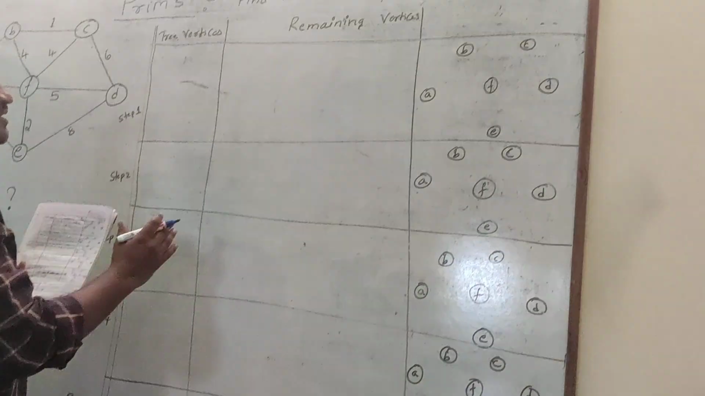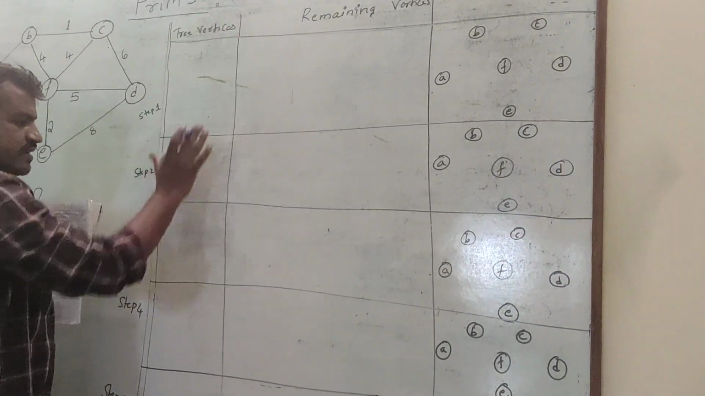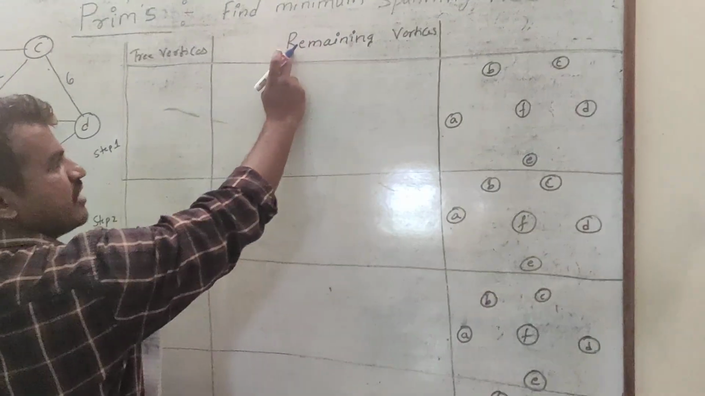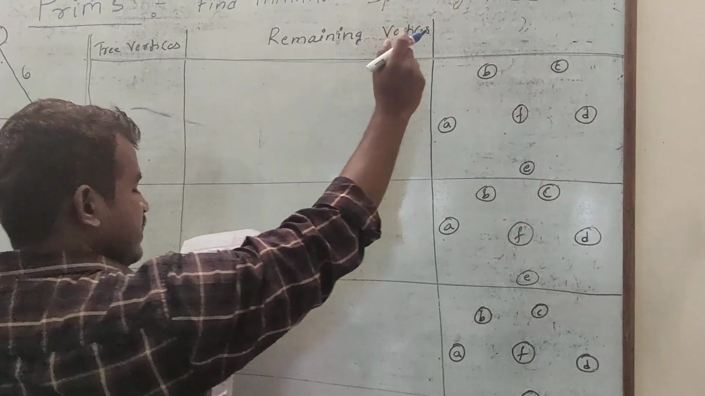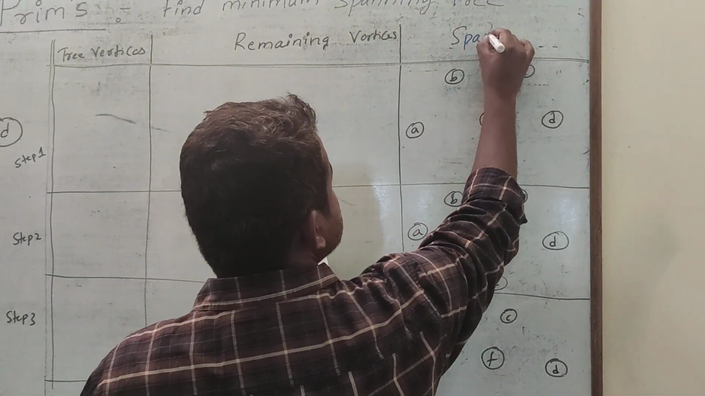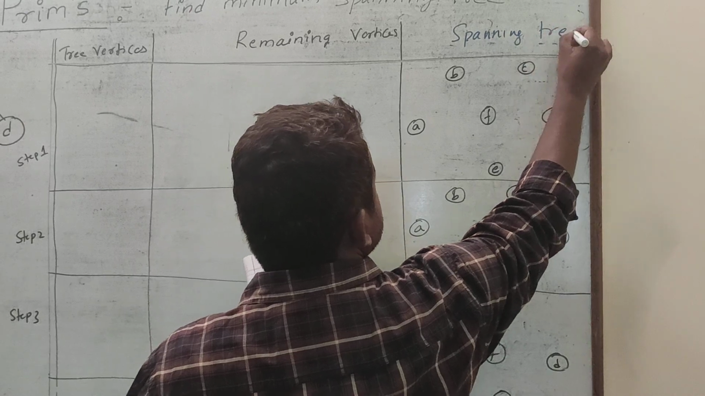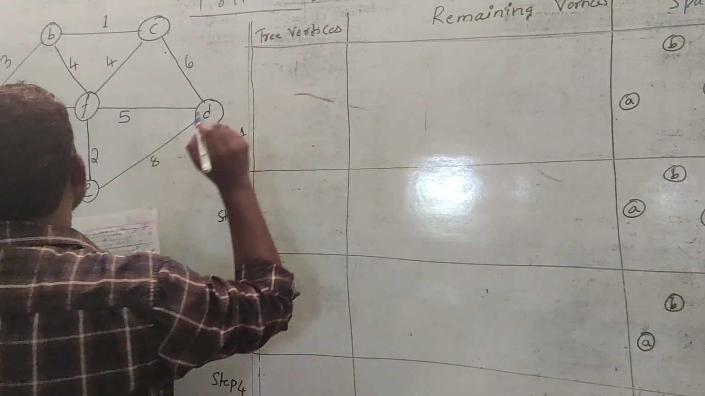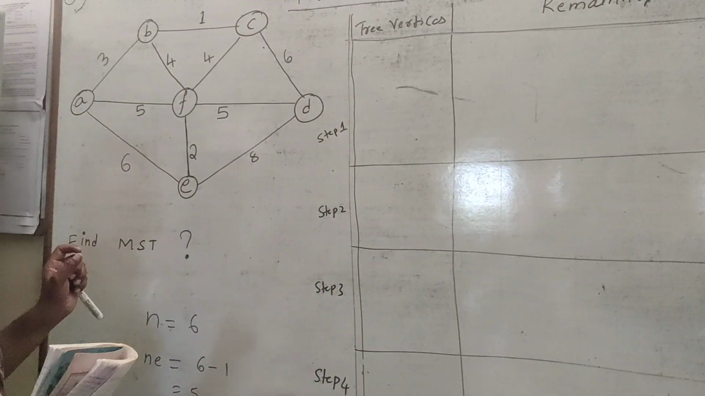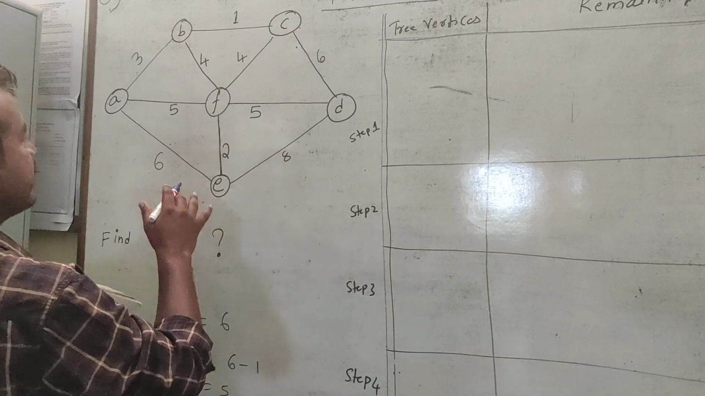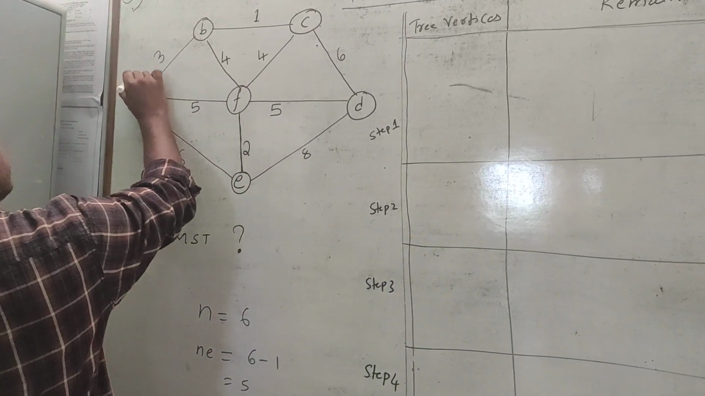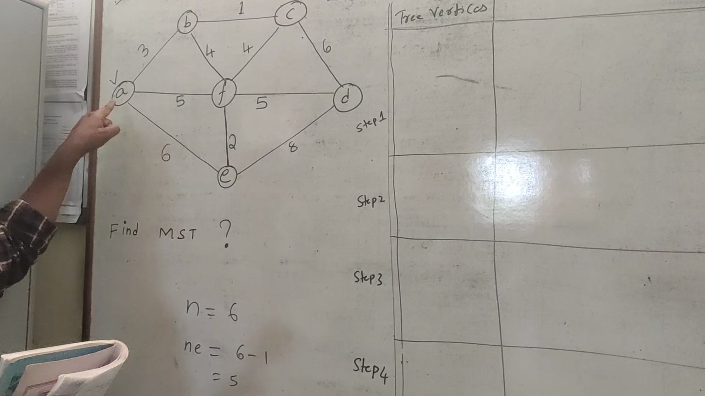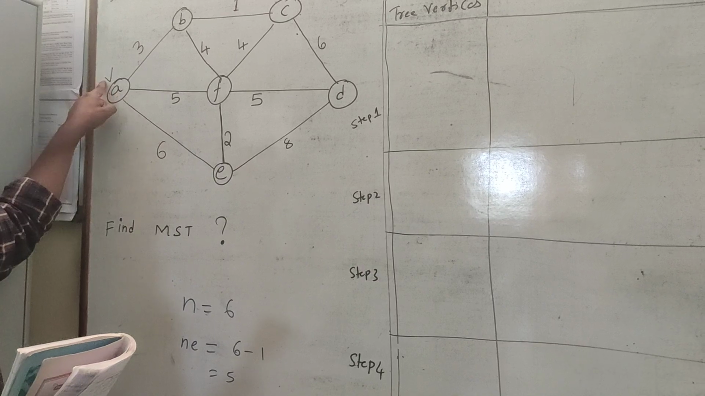See, first, how to solve this problem: first make a table. In the first column you have to write the visited vertices. In the second column you have to write the remaining vertices. Then you have to write the spanning tree. Initially, where to start? That's important. You start in alphabetical order; anyway, A comes first. You start visiting from city A. You can say city A or node A.